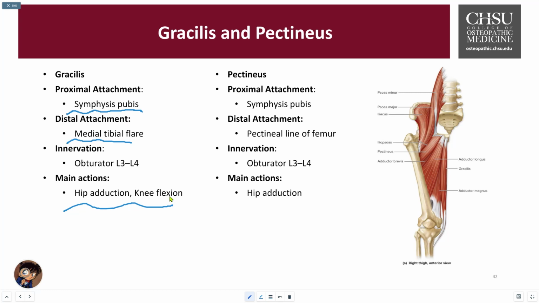And then the pectineus also plays a role in hip adduction, and this one is going to originate from the pubic symphysis, and the distal attachment will be the pectineal line of the femur, also sharing the L3 to L4 region. So gracilis over here on the medial side, and pectineus a little bit more lateral, superior.